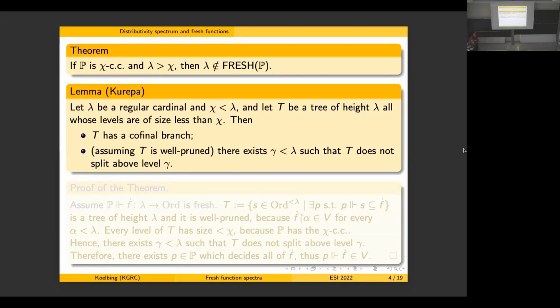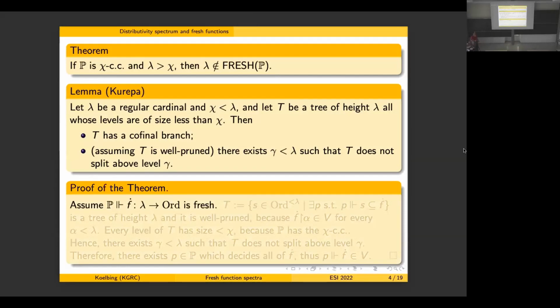Using this lemma, we can now show the theorem. So assume P forces a fresh function f from lambda to the ordinals. Now we consider the tree of possible initial segments of the function f. That is, all the sequences such that there exists a condition in P which forces that the sequence is an initial segment of the function. This is a tree of height lambda and it is well pruned because the function is a fresh function.